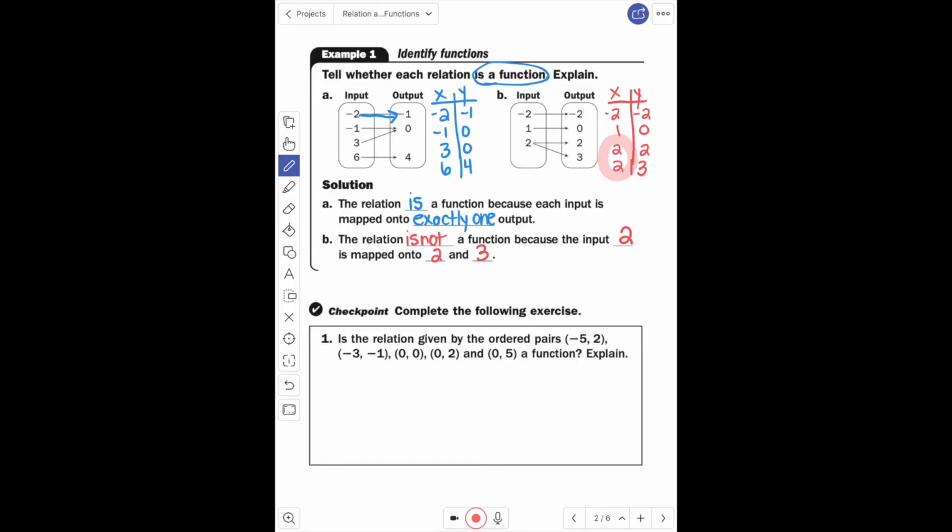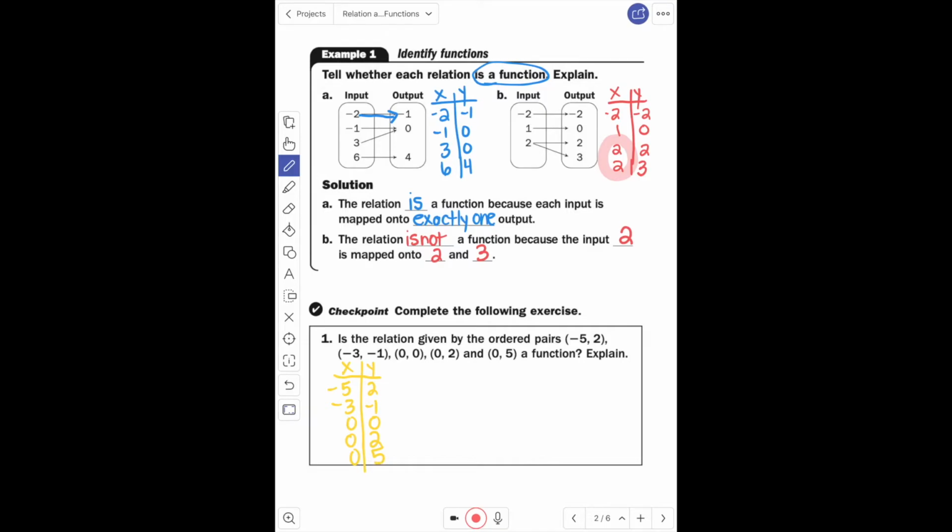All right, so then we have the same thing with the ordered pairs. Again, you can look at it and you can identify your key pieces. I just like to look at it in a table. I just feel like it's more organized. You don't have to do that. So I have (-5, 2), (-3, -1), (0, 0), (0, 2), and (0, 5).